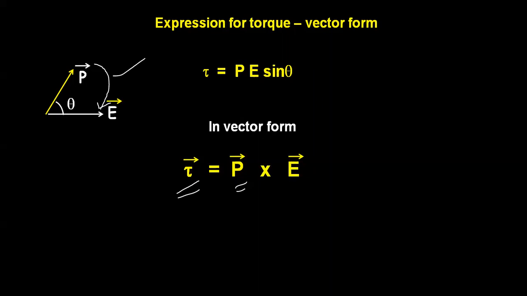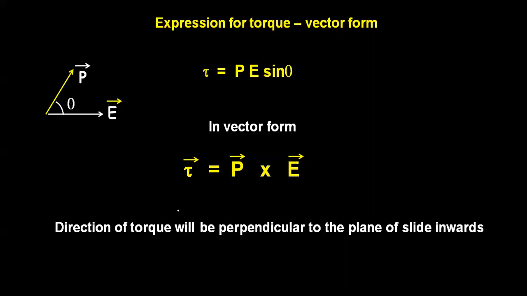I have to rotate P vector clockwise to reach E vector by the smaller angle theta. So ஸ்க்ரூவை நீங்க clockwise டைரக்ஷன்ல ரொட்டேட் பண்ணீங்கன்னா how is it going to move? It's going to move inwards. ஸோ உங்க ஸ்க்ரூ எந்த டைரக்ஷன்ல மூவ் ஆகிறாரோ அதுதான் அந்த டார்க்கோட டைரக்ஷன், கிராஸ் ப்ராடக்டோட ரிசல்டன்டோட டைரக்ஷன். So here, by using Maxwell's right-handed corkscrew rule, I can see that the torque is going to act perpendicular to the plane of the diagram inwards.